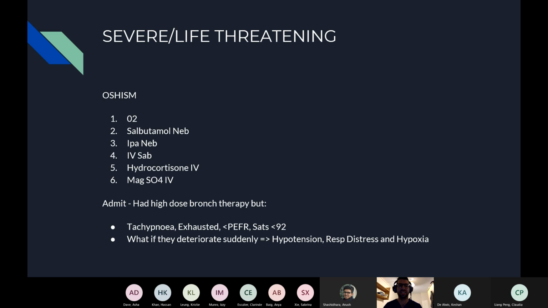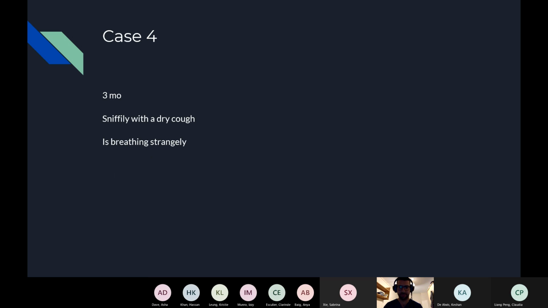And this is what this person probably has: severe, life-threatening. I tried to make an acronym for it, but you give oxygen, SABA nebs, and ipratropium nebs. You give them back to back. You're going to give IV salbutamol with IV hydrocortisone and IV magnesium sulfate. But all this you won't be doing as an FY1. It'll be done in ITU. And this is all for the patients who are fatigued, deteriorating, or exhausted. Okay. So last case.